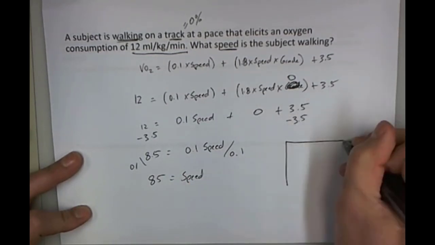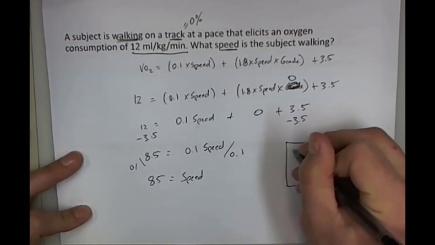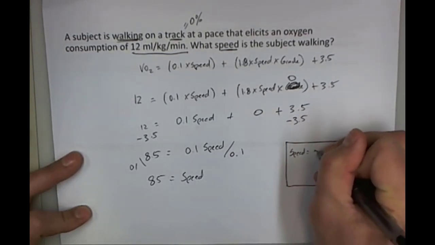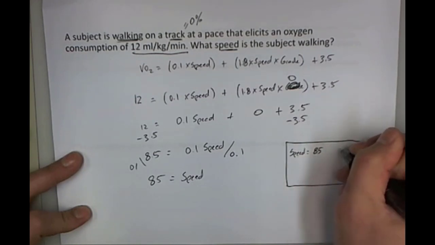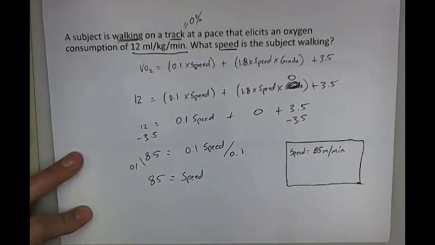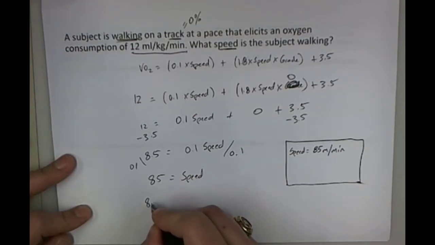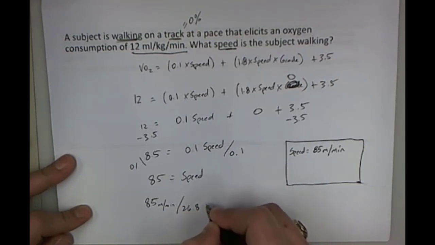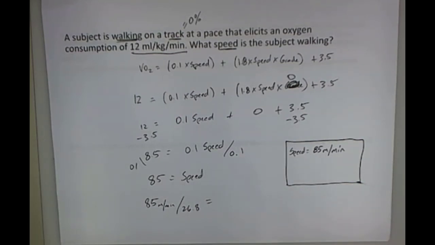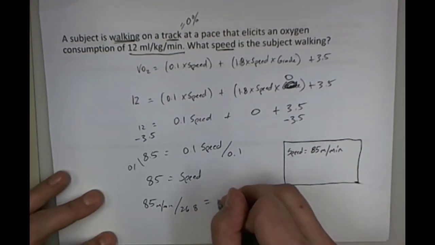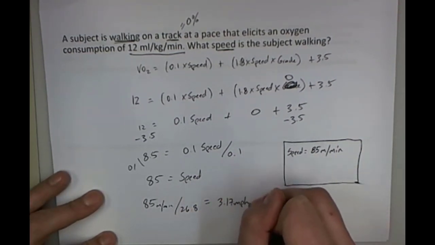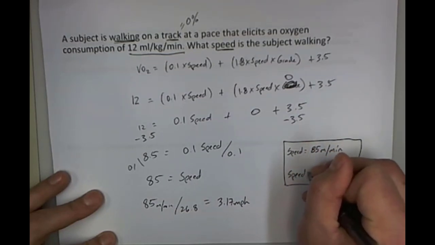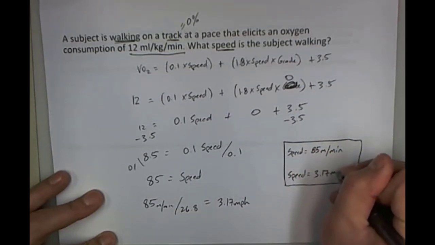So therefore, in our answers, we can say speed equals 85 meters per minute. We can also convert this to miles per hour. To do that, we divide our meters per minute by 26.8, which gives us 3.17 miles per hour. So we could also say speed is 3.17 miles per hour.